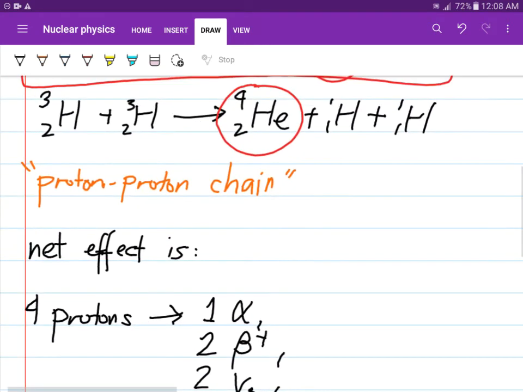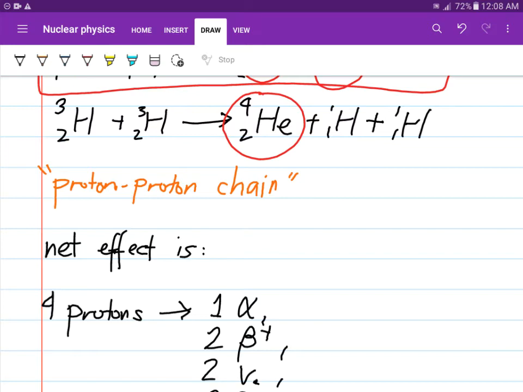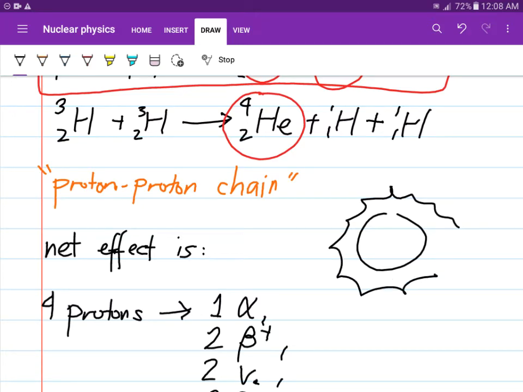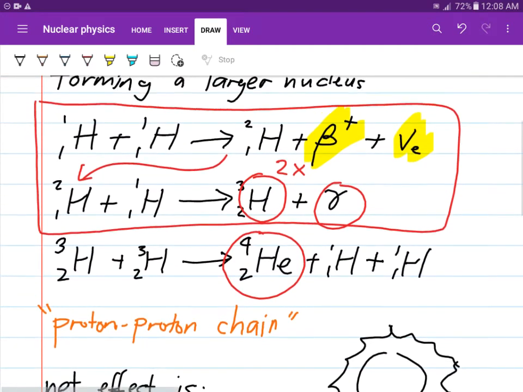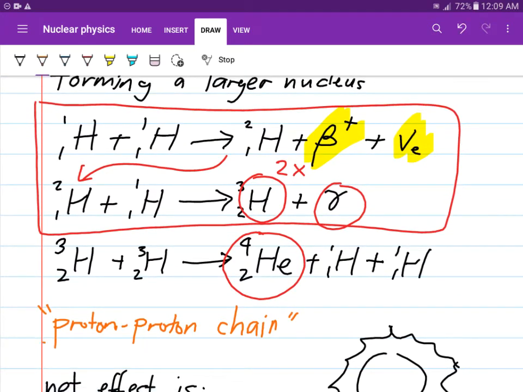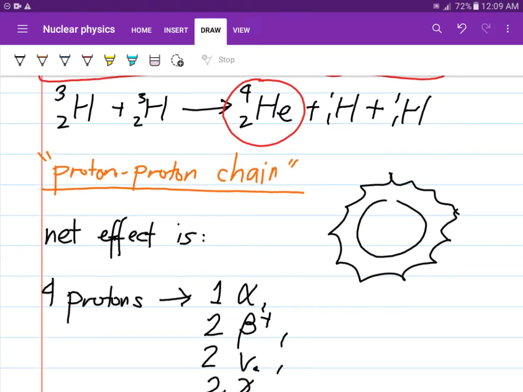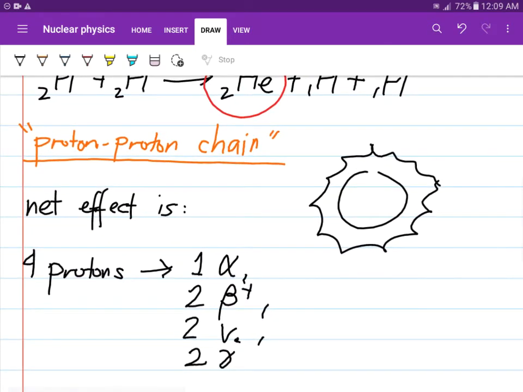So this process is the nuclear reaction that is happening inside the cores of stars. Inside our sun, you have a bunch of protons, and these protons undergo this proton-proton chain to produce these products.